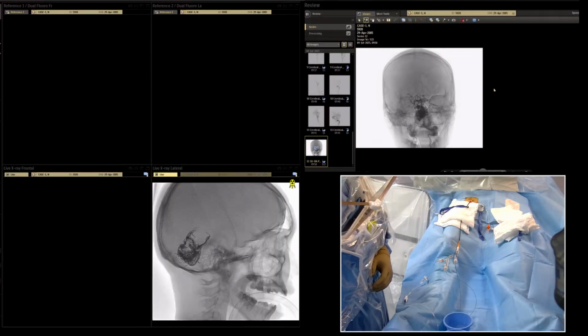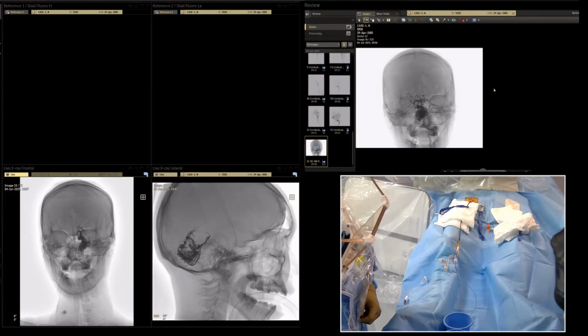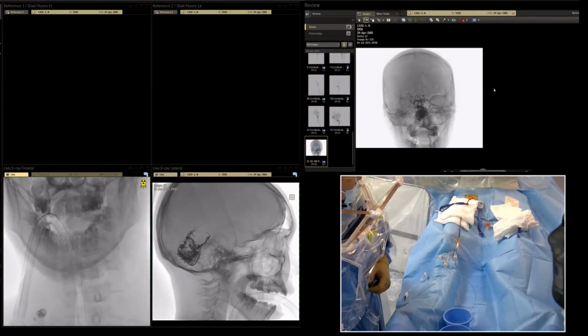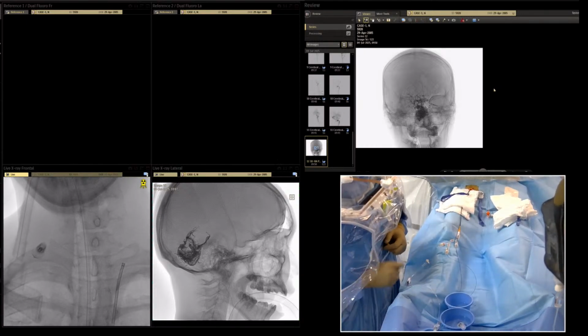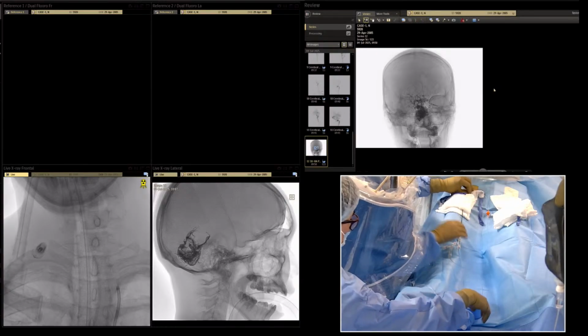We'll see. The lateral tube is going. Okay. The round stays on the left side, but now we need to go to the right.